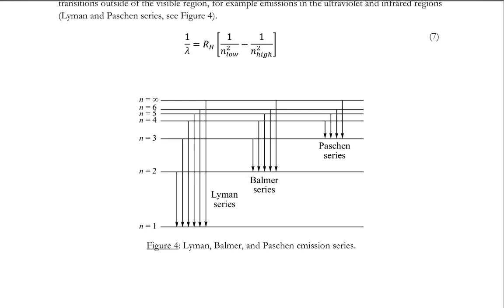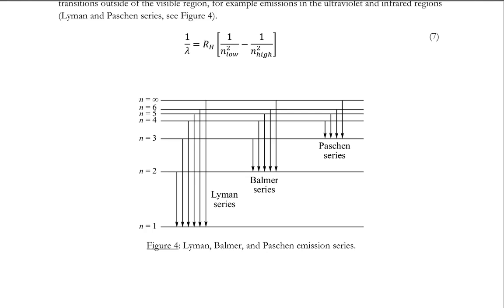So we have different series named after different people who studied them. The Lyman series, notice that they all end in n equals 1. The Balmer series, n equals 2. 4 of those lines in the Balmer series are in the visible spectrum. The 3 to 2 transition, that's the red line. The 4 to 2 transition, that's the blue-green line. The 5 to 2 transition is one of the violet lines, and the 6 to 2 transition is the other violet line.